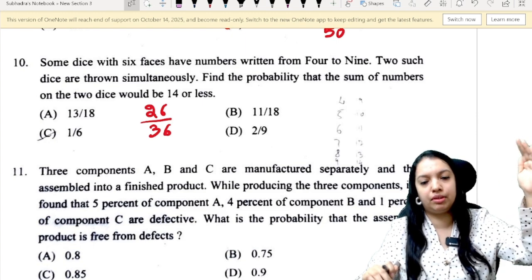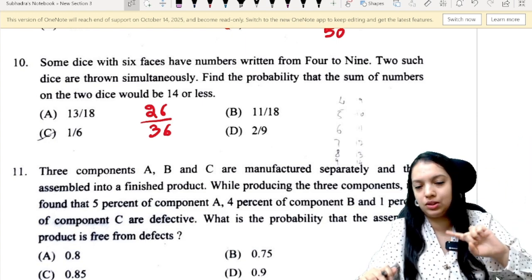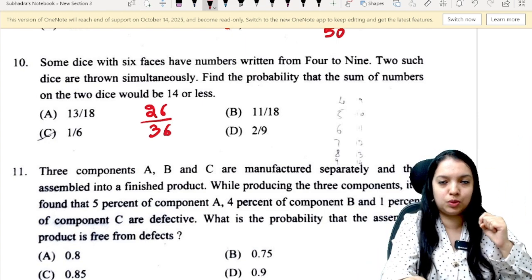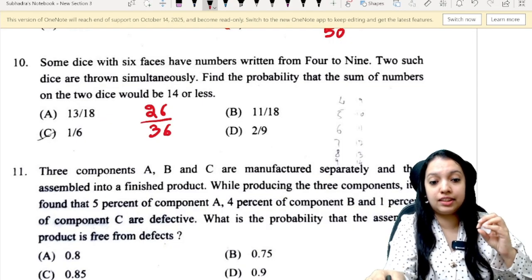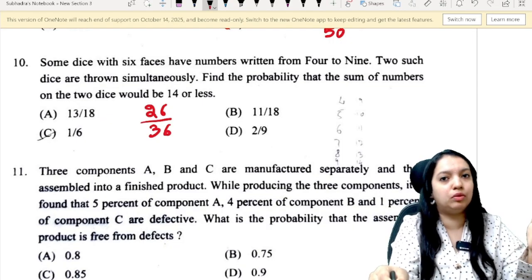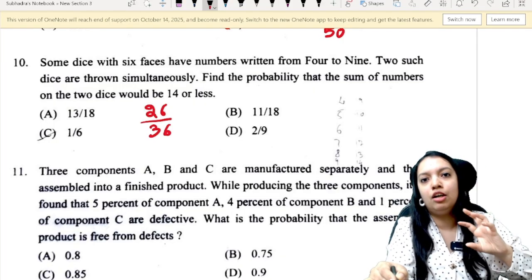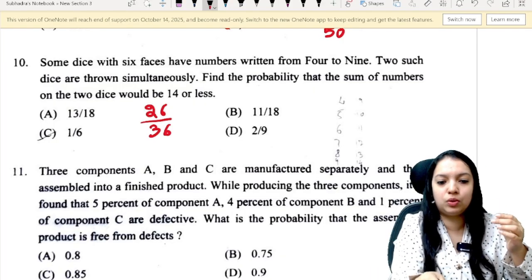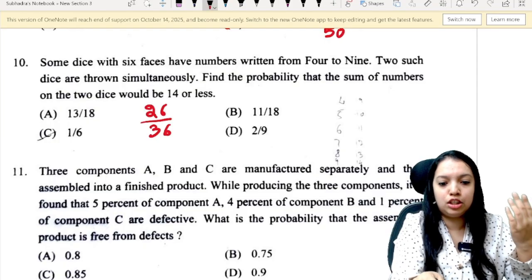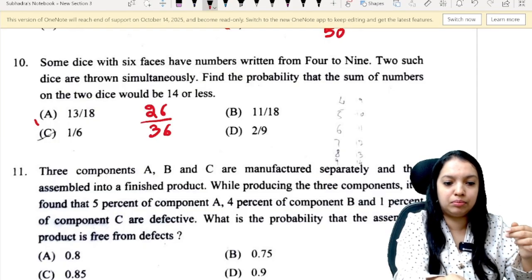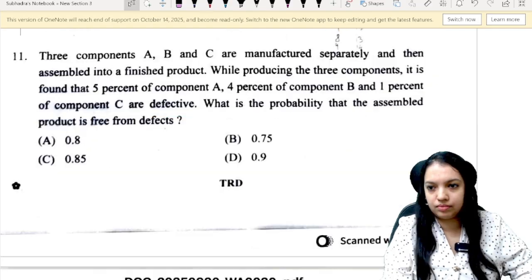Next question is about 2 dice cases. Now list everything from 1 to 6. Total there are 36 cases which goes in the denominator. They are asking for sum being less than or equal to 14. So you need to circle 1,1; 1,2; 1,3 like that, where the total is less than 14. Total number of cases is 26. 26 by 36 is nothing but 13 by 18.